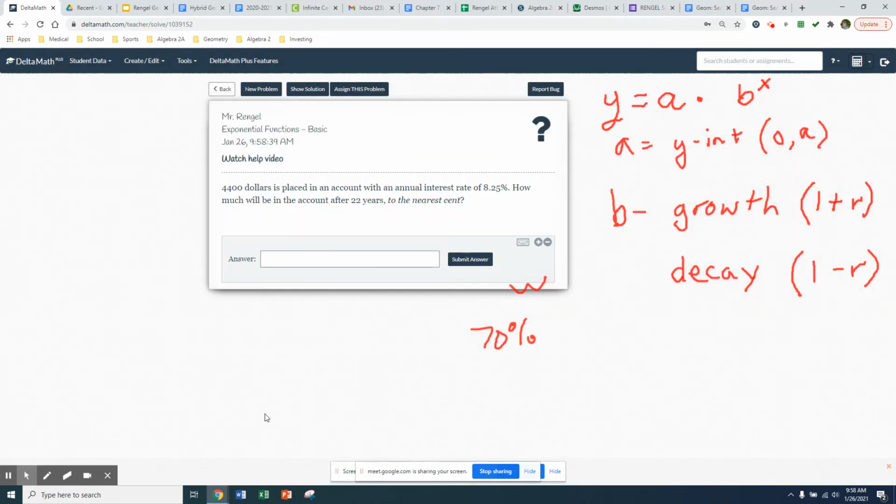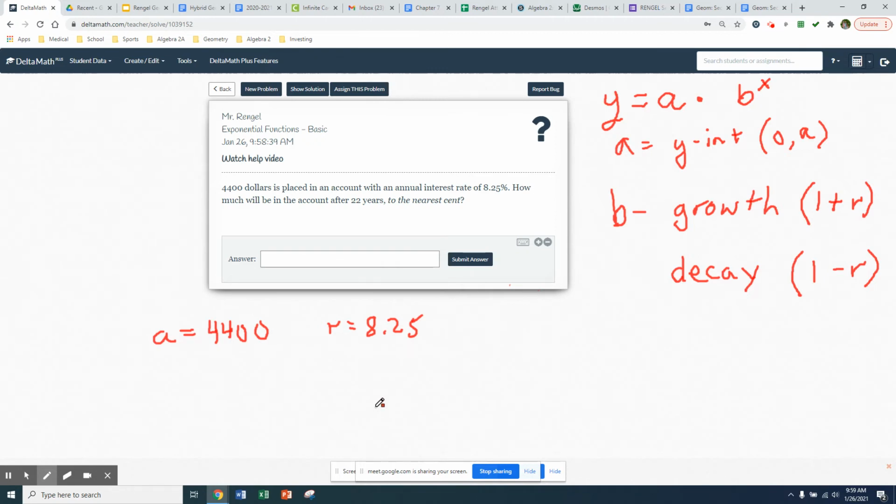Next, looking at some exponential functions. So here we're now going to start to place values in for A, value in for B, and then start to calculate our Y according to our problem. So here we have $4,400 is deposited into an account with an annual interest rate of 8.25%. So that would be my R. How much will be in the account after 22 years? So A is going to be my 4,400. That's like my starting point.